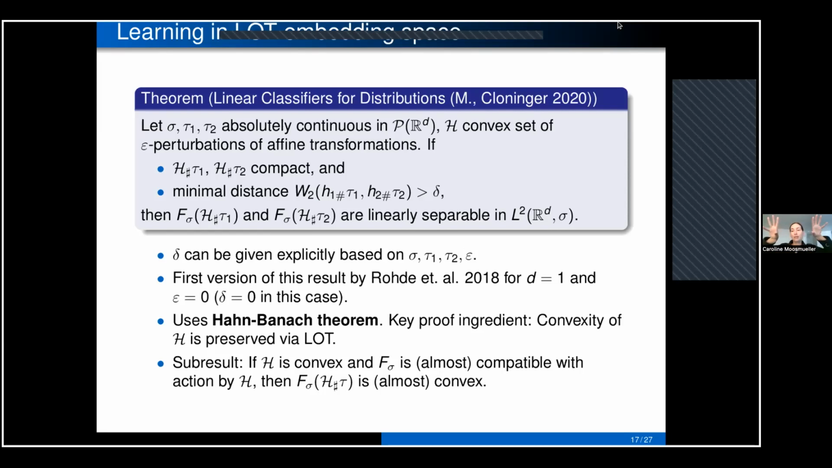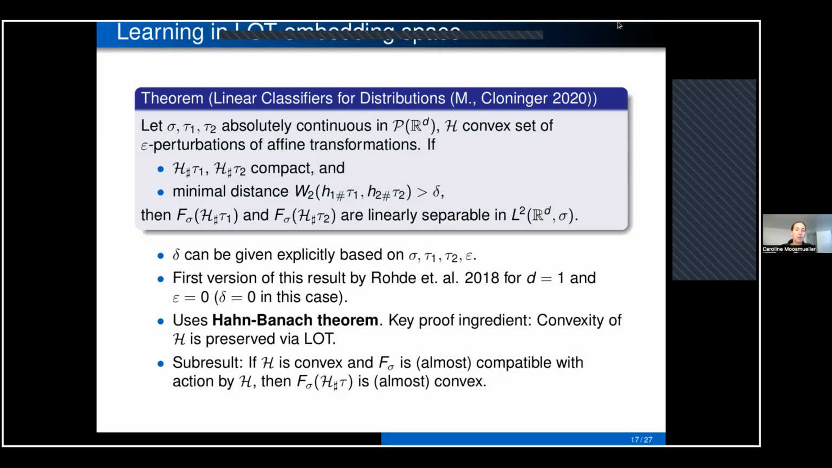but we can take them, embed them into this linear embedding space, and then use a linear classifier. So the two sets are linearly separable under the assumption that the original two sets have a minimal distance, so they should not be overlapping, which is a reasonable assumption. And the function space should have certain properties like convexity and compactness. Basically, we want to use the Hahn-Banach theorem.